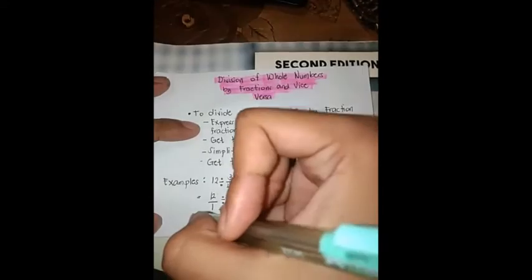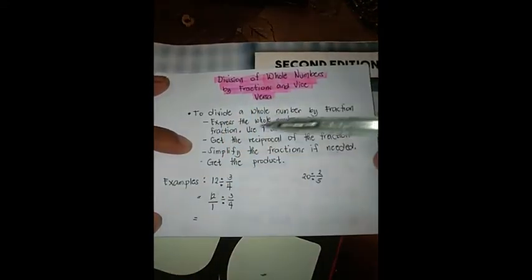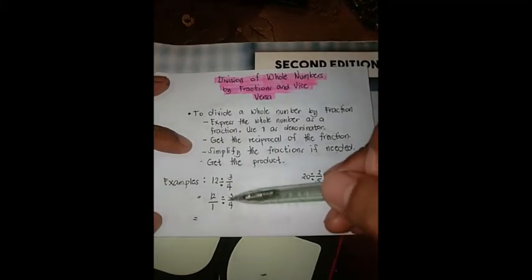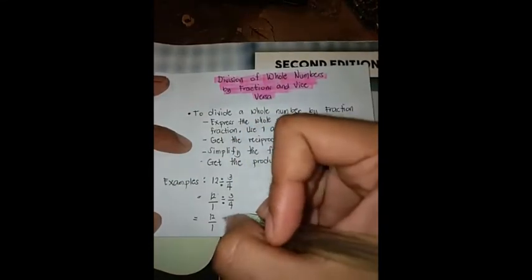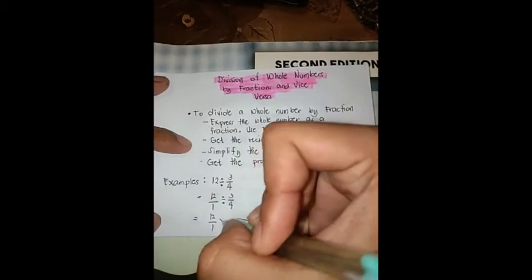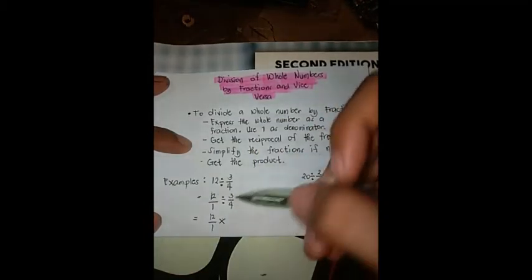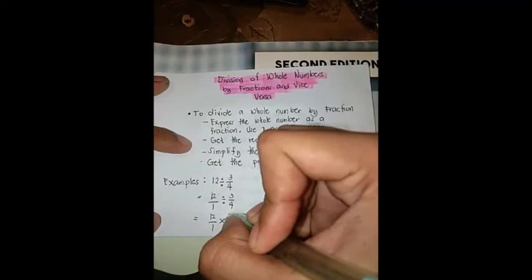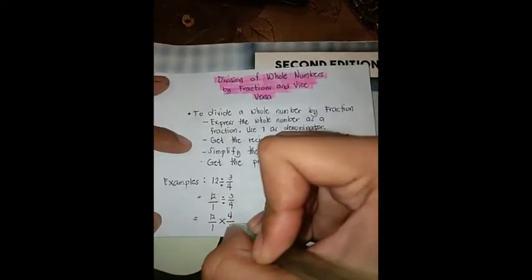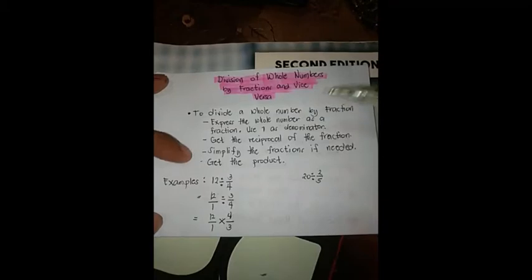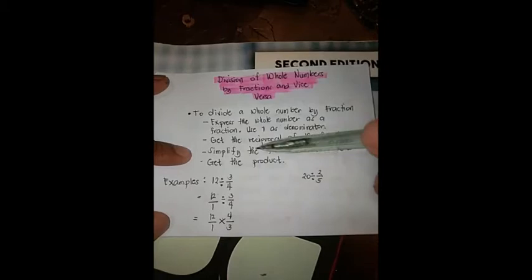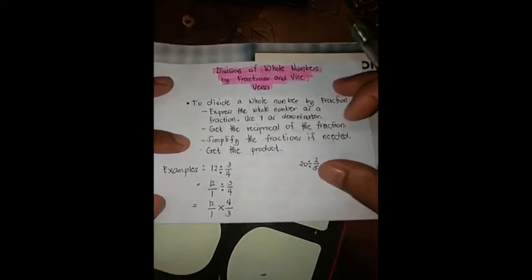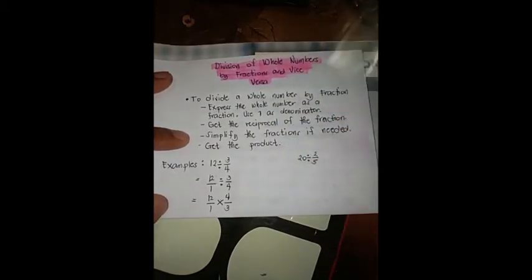Then, 3/4. Kinopy lang natin. Next is, get the reciprocal of the fraction. Yung second fraction, yung ating i-reciprocal. So, 12 over 1, then ang magiging process natin is multiplication since ni-reciprocal na natin siya. Therefore, meron tayong 4/3. Then we will multiply the fraction, then simplify the fraction if needed, and makukuha na natin yung final answer.